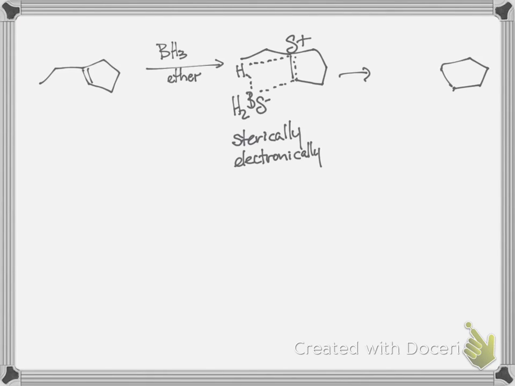Because the reaction happens in a concerted fashion, there's also a syn addition. The hydrogen that adds is cis to the boron that added. So it pushes the ethyl group to the back.